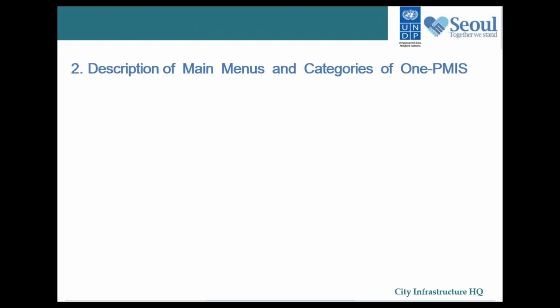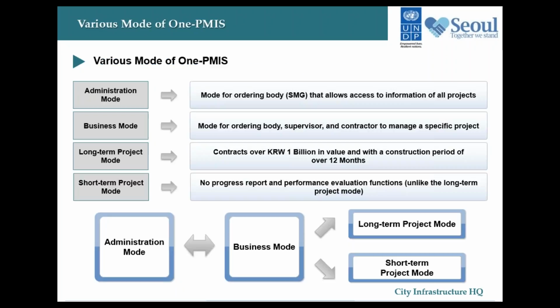Now let's look at the main menus and categories of PMIS more in detail, one by one. Seoul government has structured the PMIS in ways that optimize the system according to the characteristics of each user and project. Clear divisions in the system are designed for each user and project, and this is designed to reduce system errors and increase protection against security breaches.